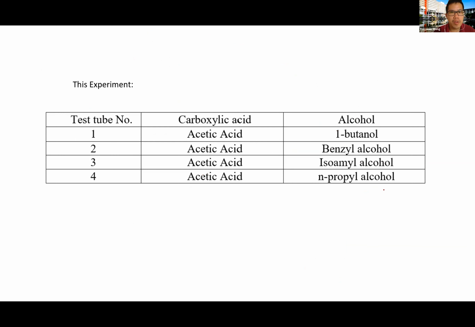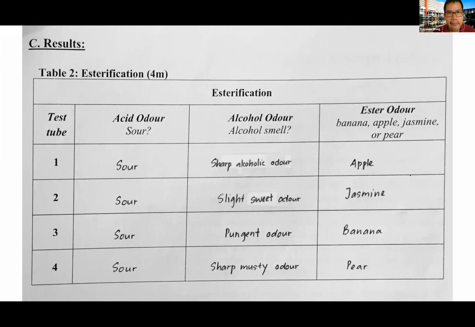In this experiment, we use acetic acid for all of them, so it smells like vinegar, and then we change the type of alcohol. In the pre-lab, you will need to draw all this out. The acetic acid is all the same, so you need to draw all the alcohols. These are some of the smells: banana, apple, jasmine or pear.